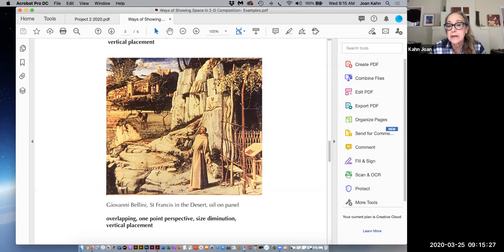So the way you can tell is when things get smaller, but also particularly if there are parallel lines, as you did in the first project where you had an architectural subject. That's why I asked you to do something geometric, because geometric lines show us very well how planes lead back to a vanishing point.